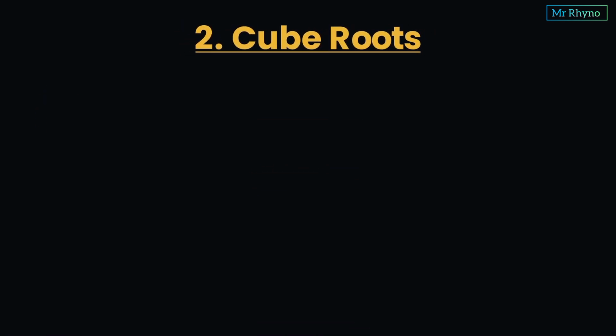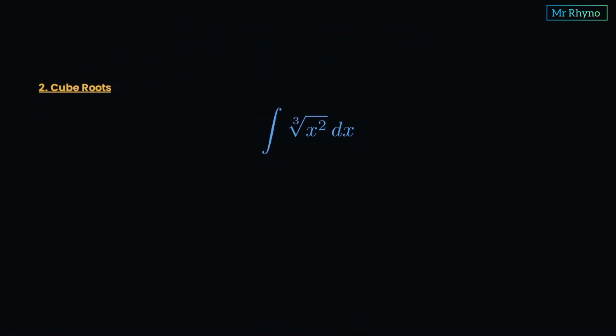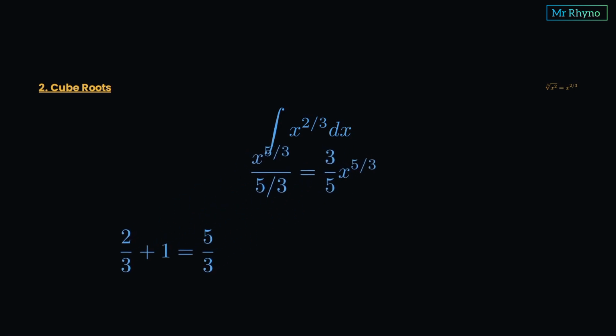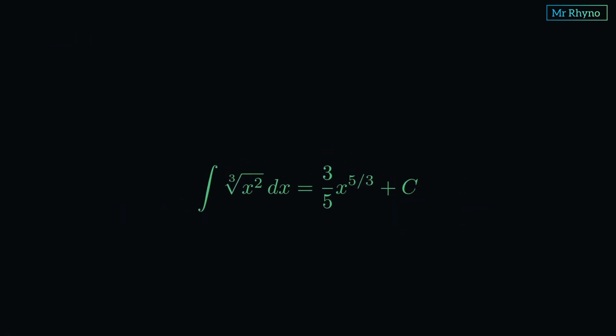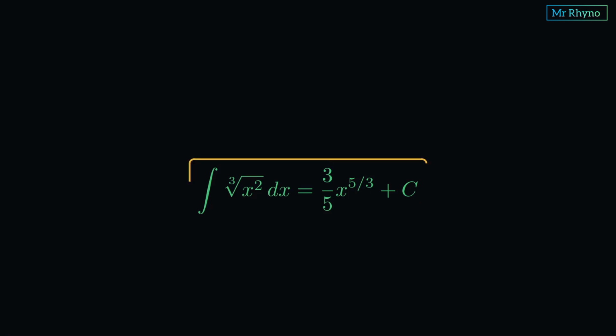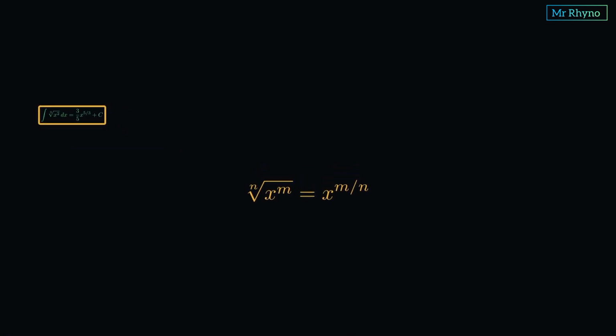Now let's look at cube roots. Now the integral of the cube root of x squared dx. Rewrite the root. The cube root of x squared equals x to the 2/3. Therefore we need the integral of x to the 2/3 dx. Increase the power. 2/3 plus 1 equals 5/3. Divide by 5/3. X to the 5/3 over 5/3, which is 3/5 x to the 5/3. So the integral of the cube root of x squared dx equals 3/5 x to the 5/3 plus c. The general idea is the nth root of x to the m equals x to the m over n.